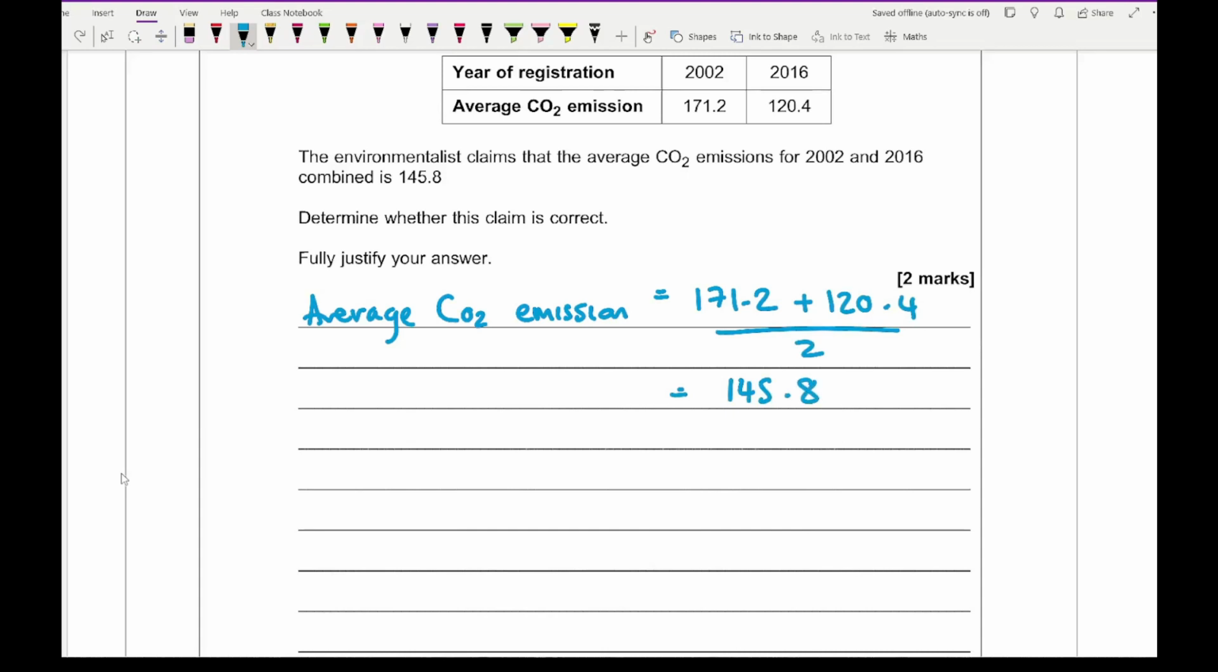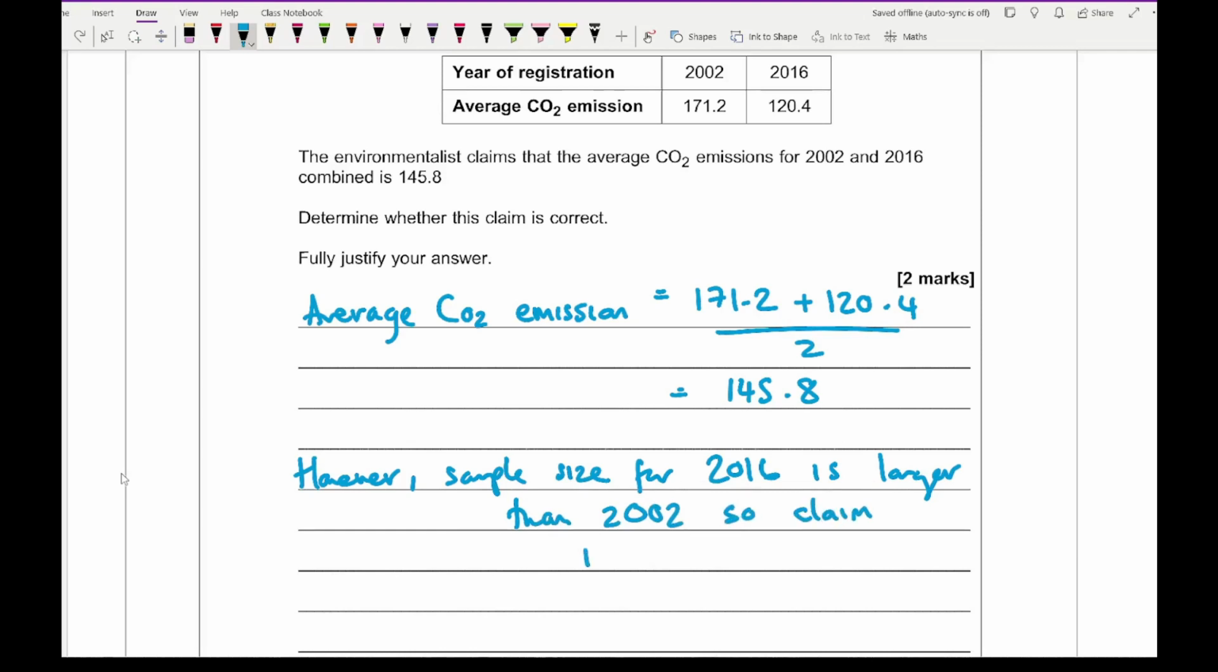145.8. Now the criticism for this is, however, that the sample size for 2016 is larger than 2002, so the claim is incorrect. So something along those lines would be absolutely fine for those 2 marks.